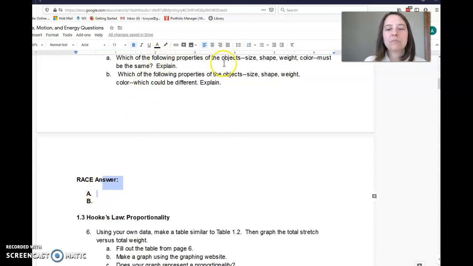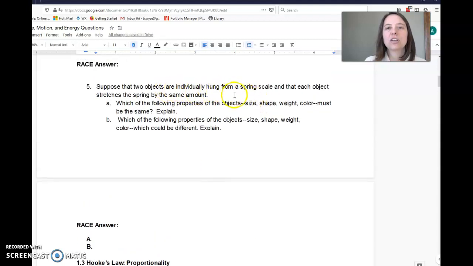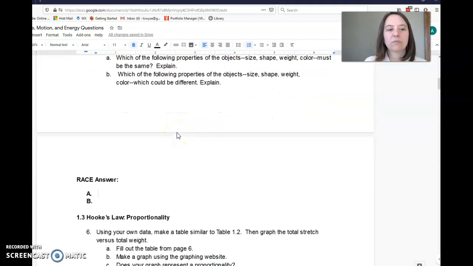So the property of the objects that must be the same is, and then explain why they have to have that same property when they stretch the spring on the spring scale by the same amount. And then B, which of the following properties of the objects could be different? Could their size be different? Could their shape be different? Could their weight be different? And could their color be different? Given the fact that they stretch the spring on a spring scale the same amount.